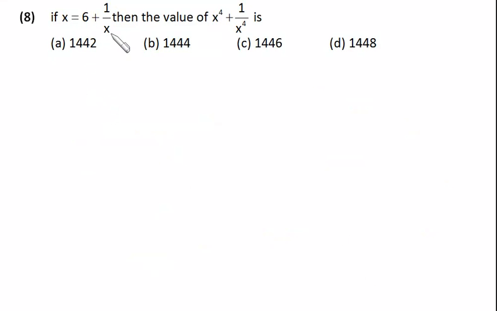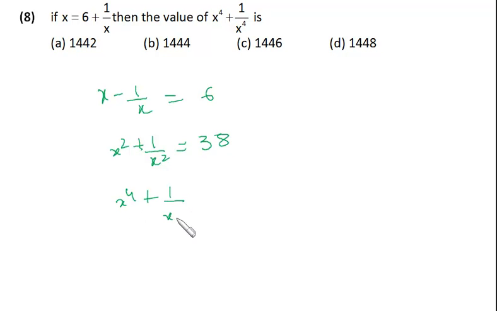x is equal to 6 plus 1 upon x. Value of this, again a very simple problem. It is 6, x square plus 1 upon x square minus 2 is equal to 36, so it is equal to 38. Then x4 plus 1 upon x4 plus 2 is equal to 38 square, so 38 square minus 2.